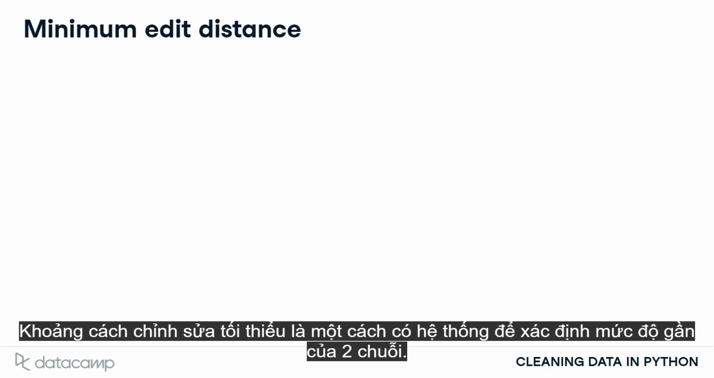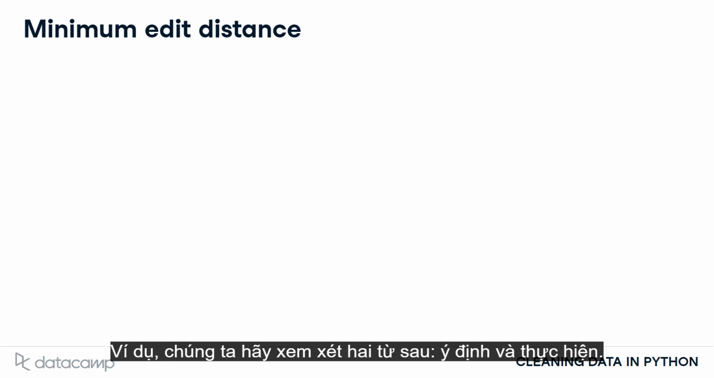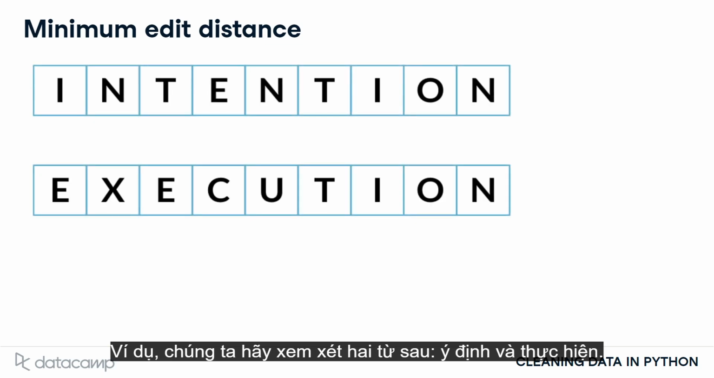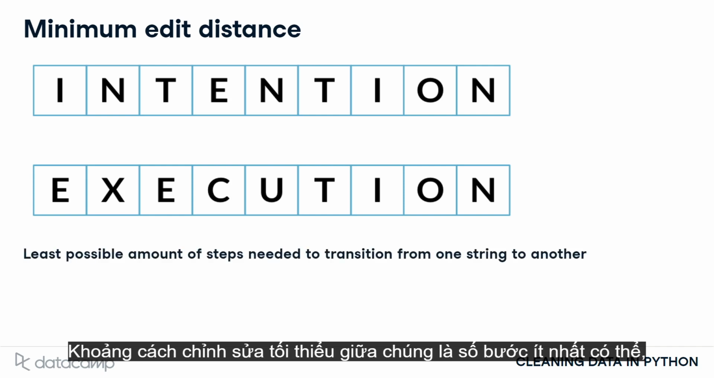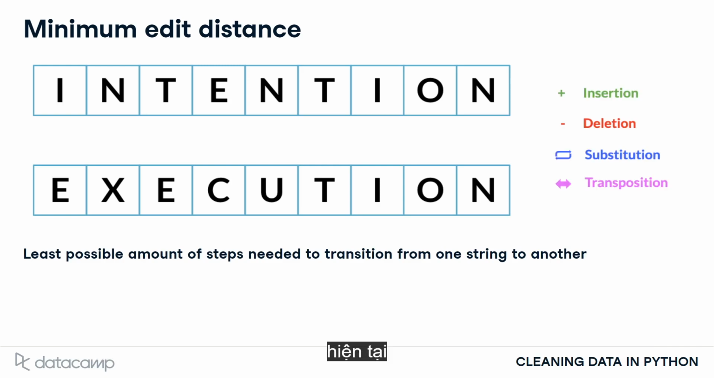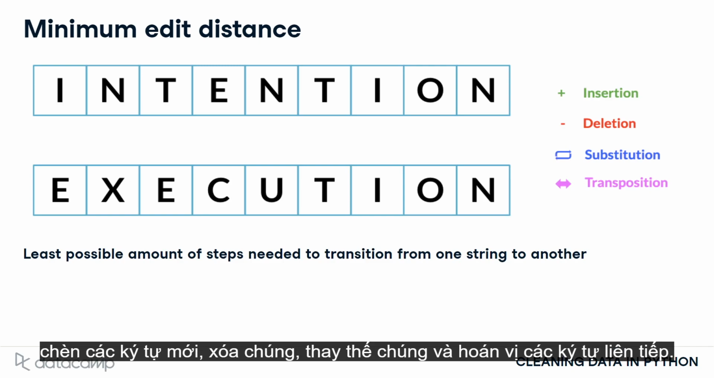Minimum edit distance is a systematic way to identify how close two strings are. For example, let's take a look at the following two words, intention and execution. The minimum edit distance between them is the least possible amount of steps that could get us from the word intention to execution, with the available operations being inserting new characters, deleting them, substituting them, and transposing consecutive characters.